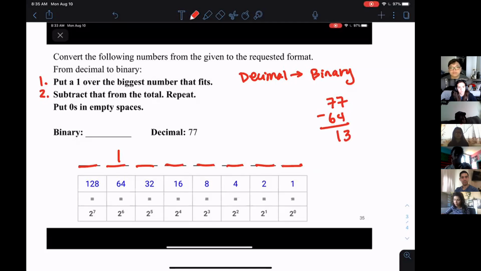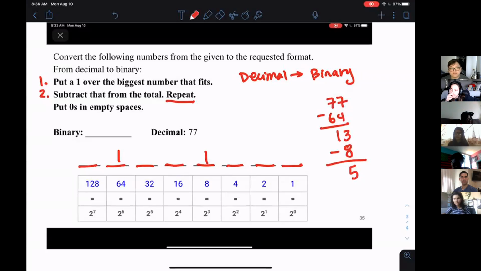Well, how will I make 13? I will repeat. I'm going to put a 1 in the biggest number that fits inside of 13. The biggest number is, well, 16 is too big. That will be greater than what I want. So 8 is the biggest number that fits inside of 13 without going over. So now what do I do? Well, just like before, let's see how much we have left. So we're going to subtract 8 from that, leaving us now with 5.